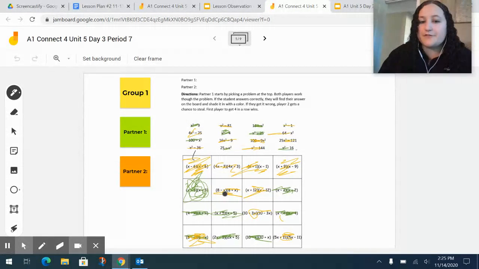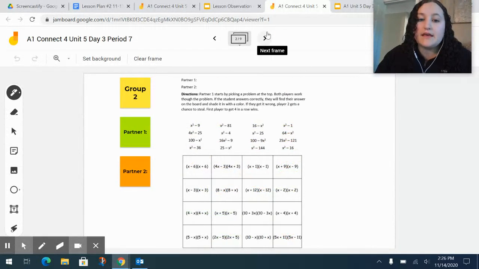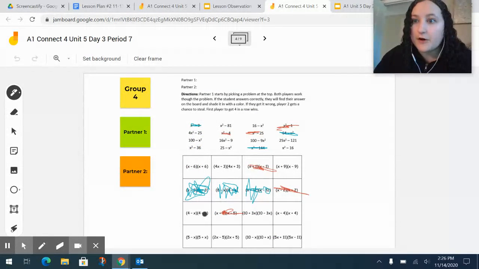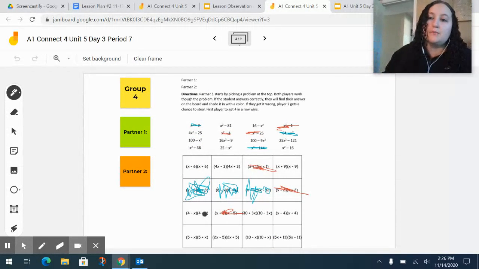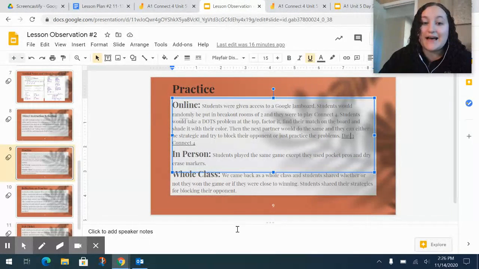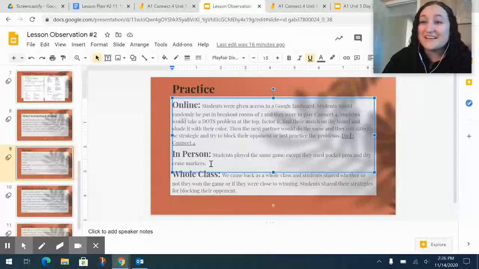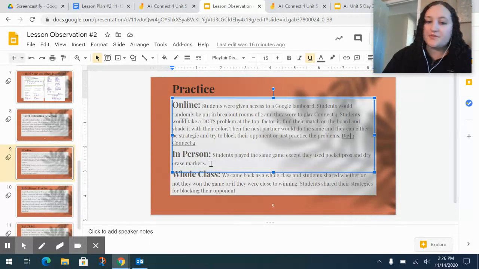And they go back and forth, and it looks like this person, partner 2, won because they did get 4 in a row. But you could see with other groups that they played, it's just a different method of involving practice and not making it just boring, straight practice and students doing it on their own. It's a little more interactive. My students in person did the same game, except they used a Pocket Pro and dry erase markers. They went back and forth with the Pocket Pro and shaded in.